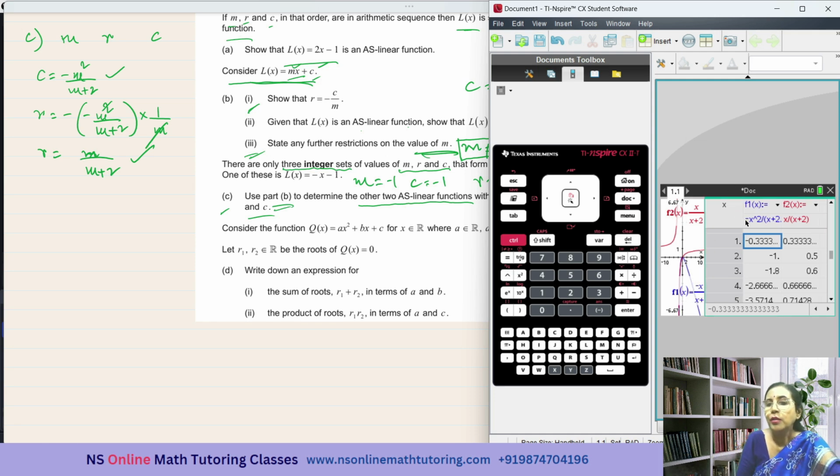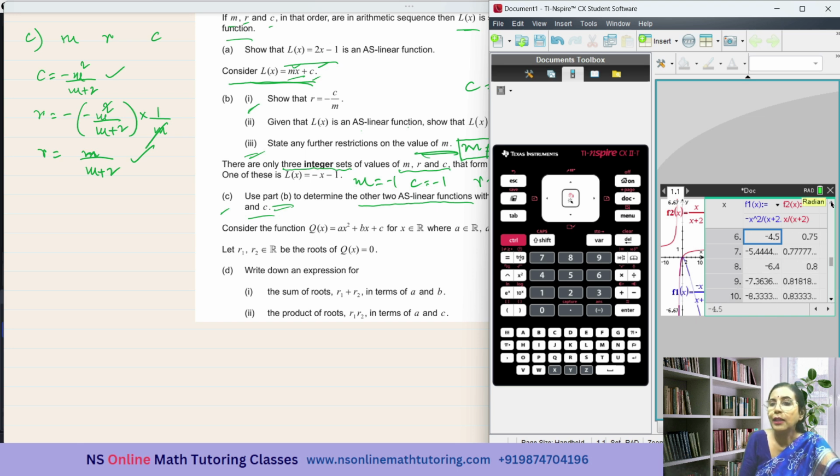Yes. So you see, x is the value of m. Instead of m, I have taken x. So these are the integer values you are seeing. And if I go up, I'll be having negative values as well. f1(x) is the c, and f2(x) is the r. So we have to see for what values of m we are getting integer values for c and r. One of them is, you are seeing, -1, -1 and -1. It has been given to us. We have to find two more. I am not seeing any of them over here.